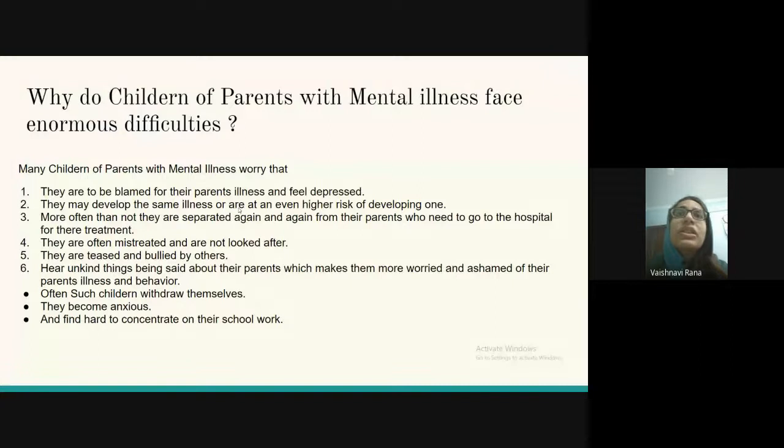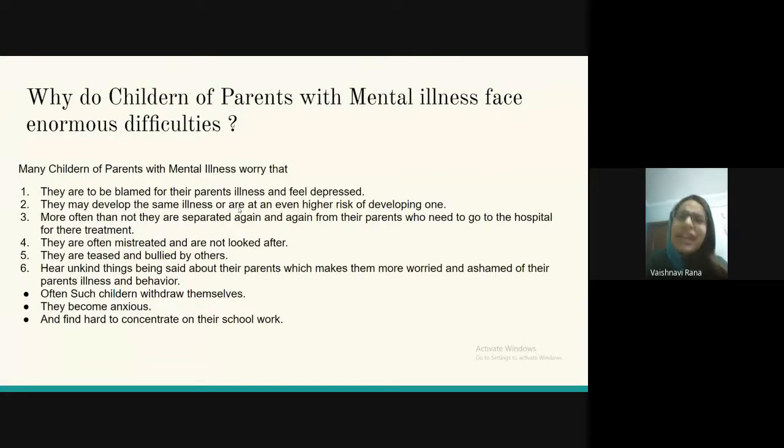More often than not, they are separated time and again from their parents because their parents need to go to the hospital for their own health care checkups and to get treatment. So children are left home all alone. Then they start feeling very isolated. They're mistreated and not looked after. In school also, these children face harassment from other fellow children. They're bullied. They're called names.